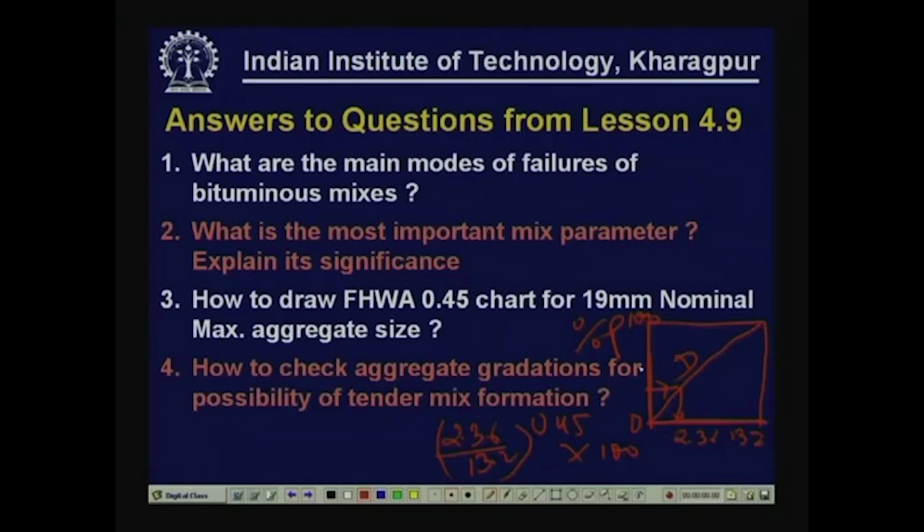The last question was how to check aggregate gradations for possibility of tender mix formation. This can be identified by checking whether a given gradation has a deviation of more than 3% from a line which connects origin to 4.75 millimeter sieve size. So, if a gradation has a deviation by more than 3%, that is considered to be leading to a tender mix.